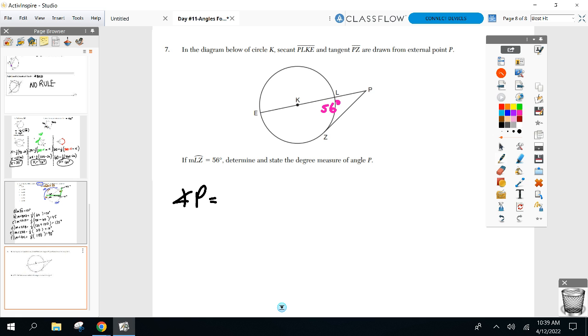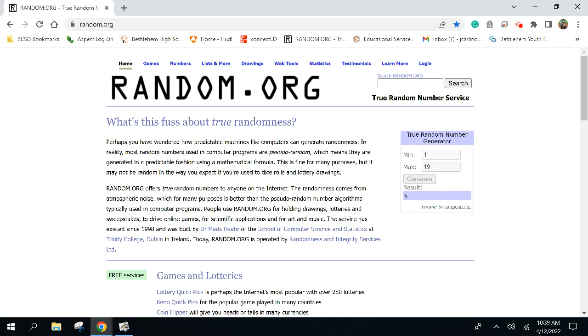Inside or outside angle P? Outside, right? So that's today's topic. For angles outside, I take one half of two arcs being subtracted, and I know the first one's 56. How can I find the measure of arc EZ now? So I can plug it in right here. How's the measure of arc EZ being found?